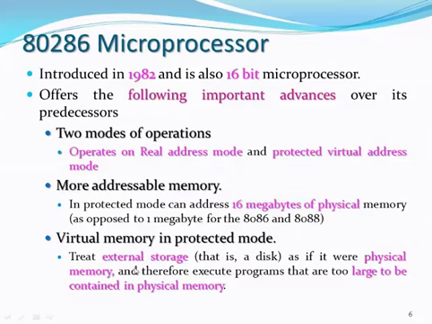Look at here. External storage, that is a disk. You can consider an external hard disk as if it were physical memory, and therefore execute programs that are too large to be contained in physical memory. But we know that we have a physical memory of 16 bits, right? It's the maximum capacity for the IBM PC. That means a word is 16 bits. But how is it possible to fit a 20-bit long address into a 16-bit memory size?